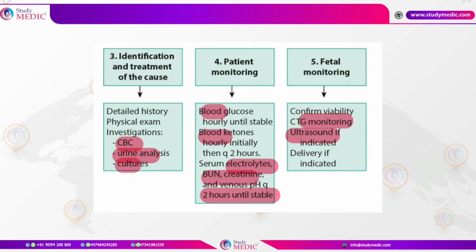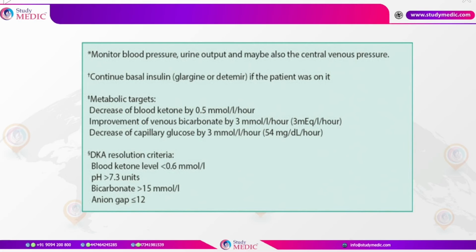Identify the cause, get certain investigations done like CBC, urine analysis and culture in order to rule out what could be the reason leading to the diabetic ketoacidosis. Monitoring of the patients will be required. Fetal monitoring is mandatory. Now, you need to understand what the metabolic targets and the resolution criteria are.